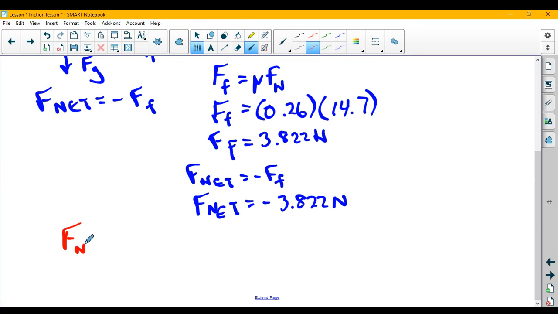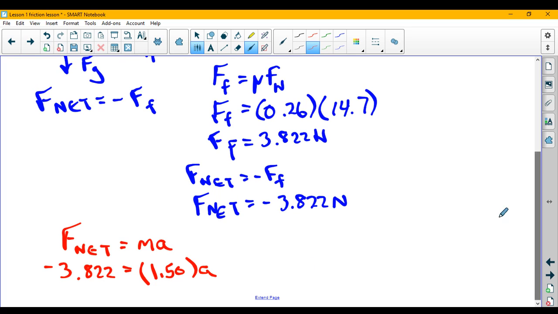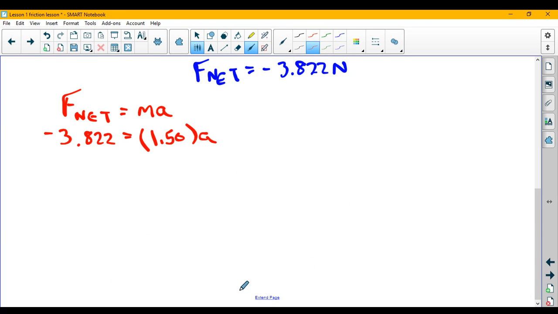the net force, which we already know because we just found it, is equal to the mass, which they gave me in the question, times the acceleration. So if I know the net force is negative 3822 and the mass is 1.50, I can find the acceleration. Now you'll notice I'll get a negative acceleration because I made my net force negative. But that makes sense. The net force should be negative because it is slowing down, and the acceleration should be negative for the exact same reason.